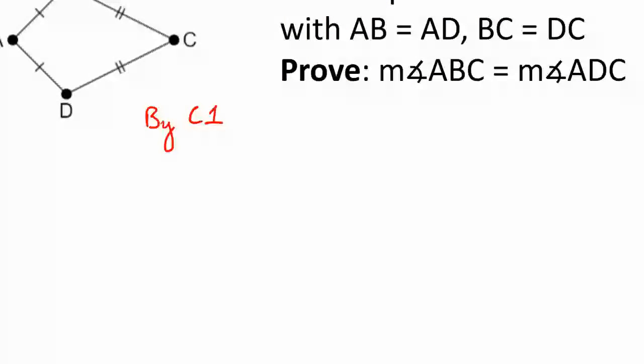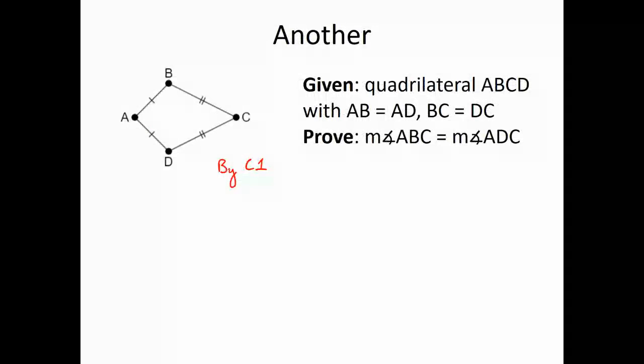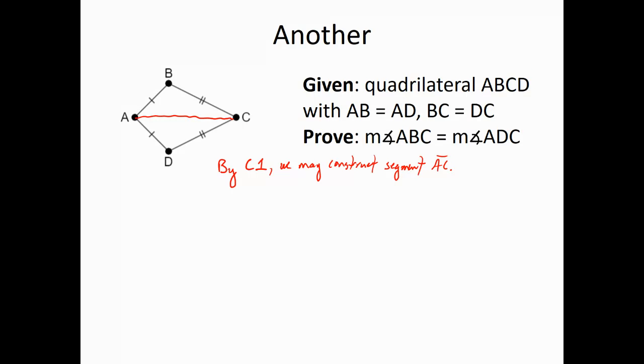Oops, sorry. That happens when my hand touches the screen in an unexpected way. So by C1, we may construct segment AC. Okay, so we will construct segment AC. So there we go. And then at this point, we're going to launch into the proof. Now, the way I will treat this construction is I will treat it as an addition to the given. We just extended the given.